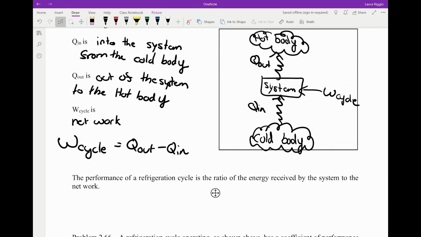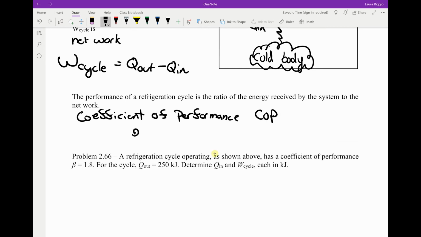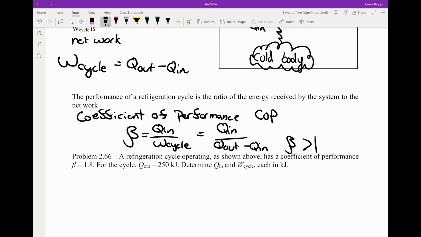The performance of a refrigeration cycle is the ratio of the energy received by the system to the net work. So for a refrigeration cycle, we care about Q in. It's called the coefficient of performance, or COP. In this case, it's given the symbol beta, and it's Q in over W cycle, which is Q in over Q out minus Q in, and it's going to be always greater than 1.